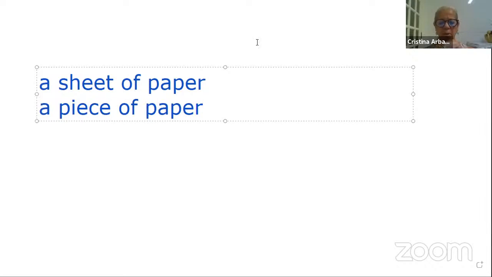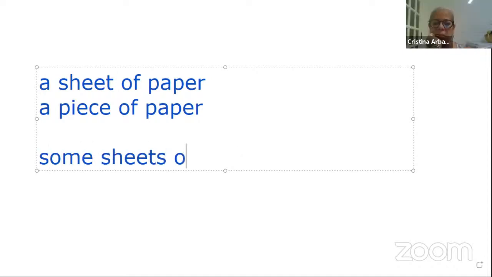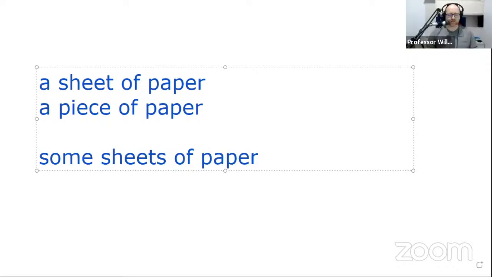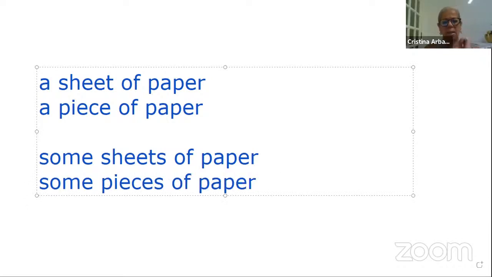E se eu quiser falar no plural? So how would you say that? Let me see. Sheet of papers. Sheet of papers? No, because, remember what's countable in paper. We're using paper as uncountable. We're using sheet as countable. So it would be sheets. Sheets with an S. Some sheets seria algumas folhas. Duas folhas de papel. Some piece of paper.